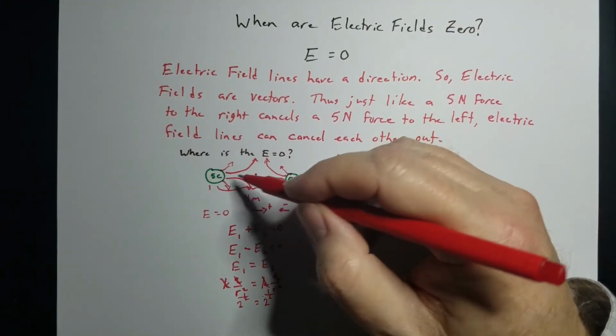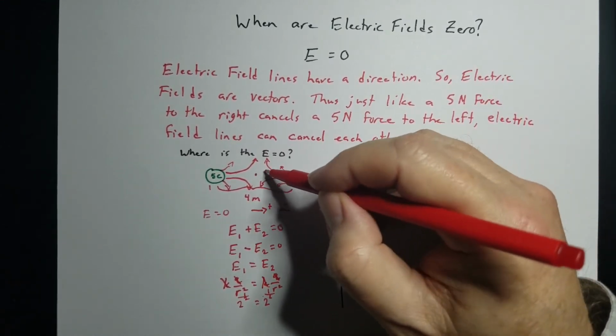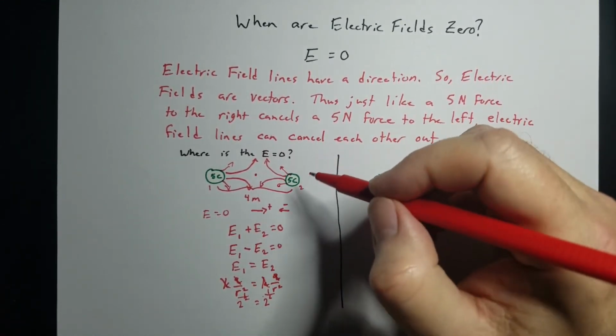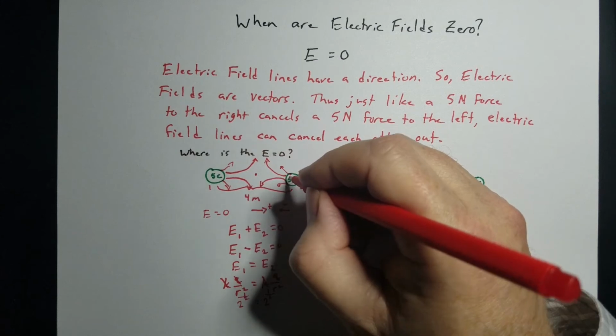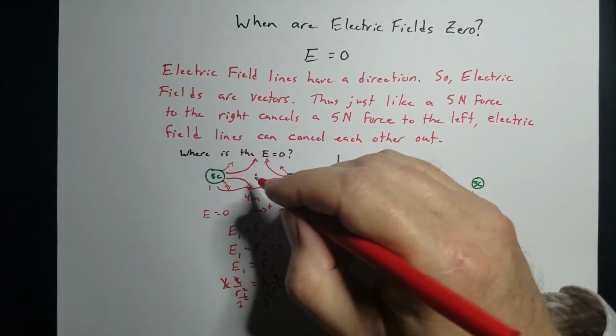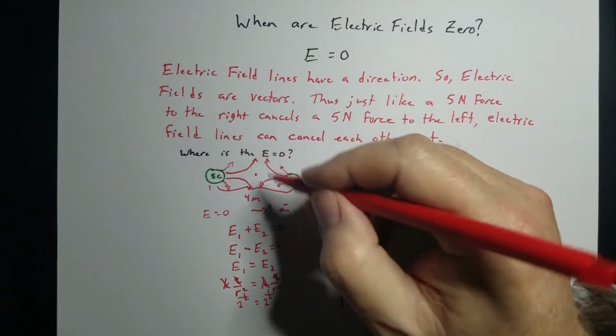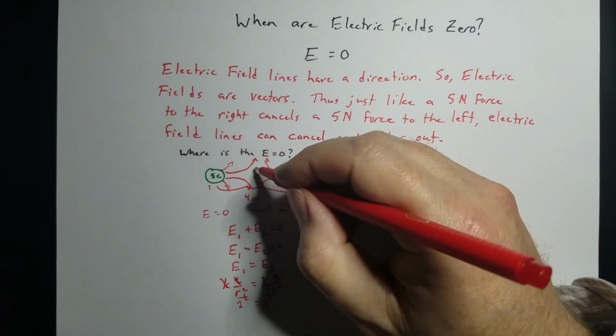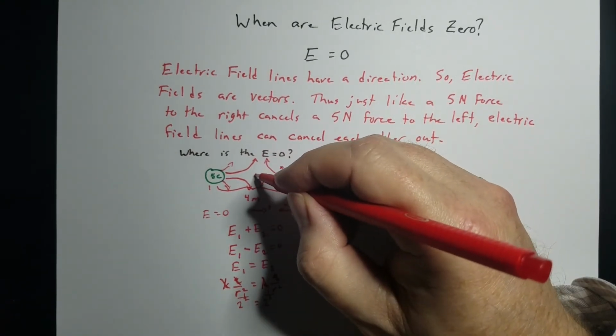So if the distance from this one has to equal the distance from this one, that means it has to be in the middle. So that means 2 meters from either charge, that's where the electric field is zero, right in between the two charges, and really just dead center.